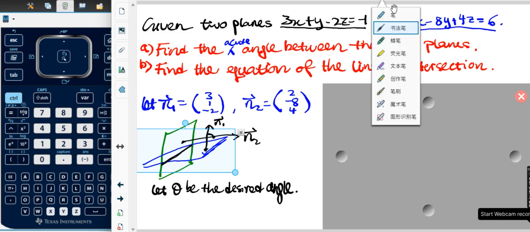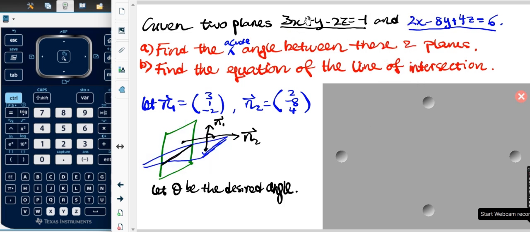So the normal vector for the first one, the black plane, is this, right, 3, 1, and -2. And the second one is 2, -8, and 4. So given two planes, you can see that the angle that we really want is this. That's the angle between the two planes. This is the angle between the two planes that we really want. But this is the same as the angle between the two normal vectors.